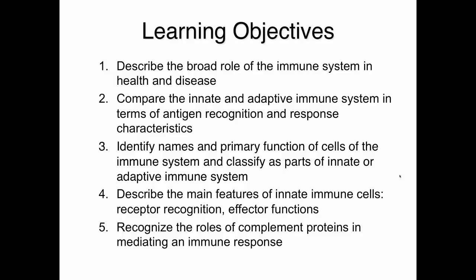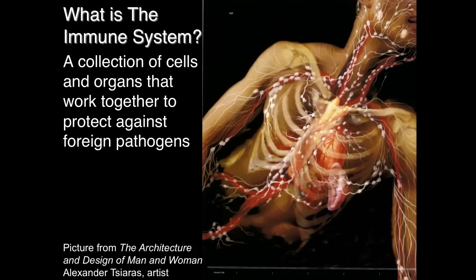The objectives for this first lecture are broadly to describe the role of the immune system in health and disease, to compare the innate and adaptive immune system in terms of antigen recognition and response characteristics, to identify the names and functions of cells of the immune system and classify as to whether or not they are primarily parts of the innate or adaptive immune system, and then to describe a little bit more specifically the main features of innate immune cells and recognize the roles of complement proteins in mediating immune responses.